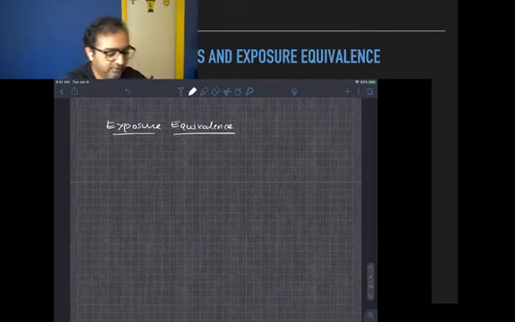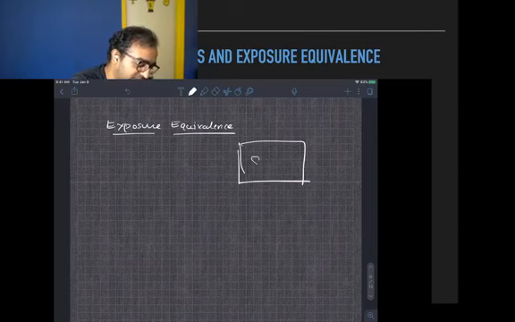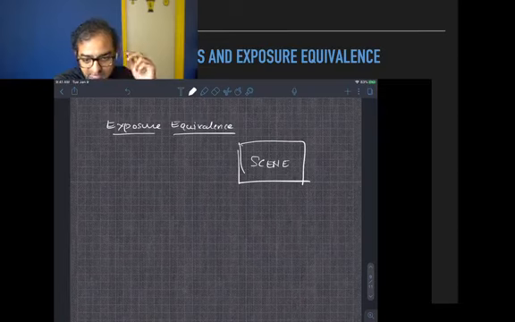What does exposure equivalence mean? Let's say we're shooting a particular scene. Okay, this is the scene. We're not changing anything about the scene. This scene remains the same. What does that mean? The amount of light in the scene remains exactly the same, right?